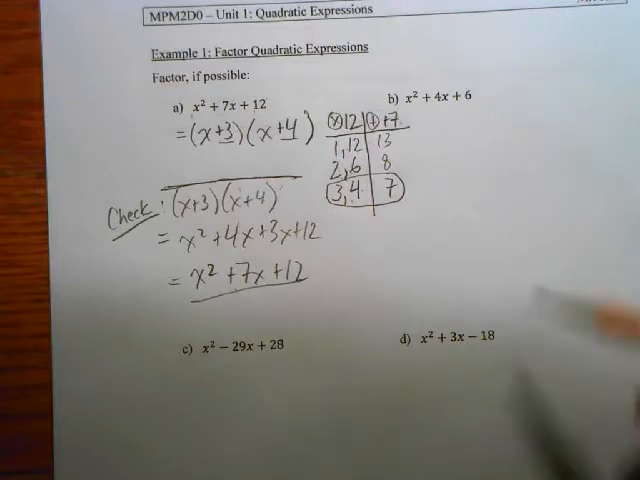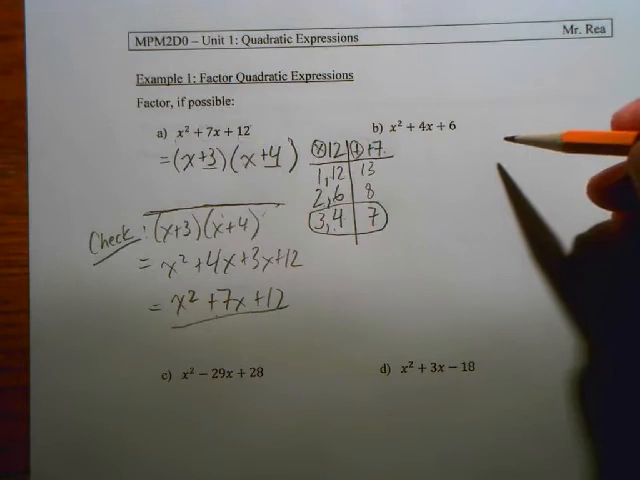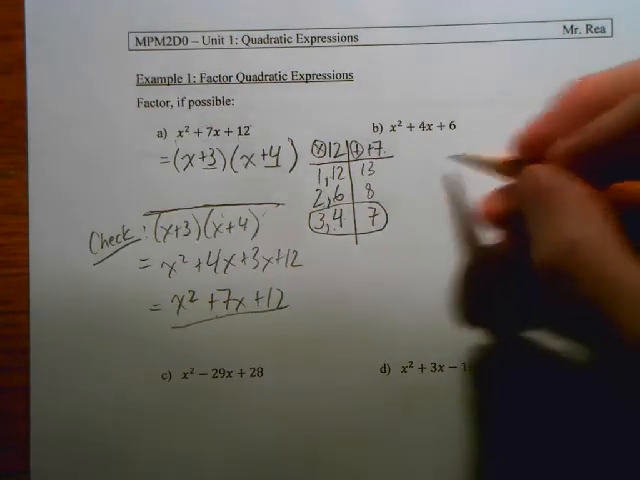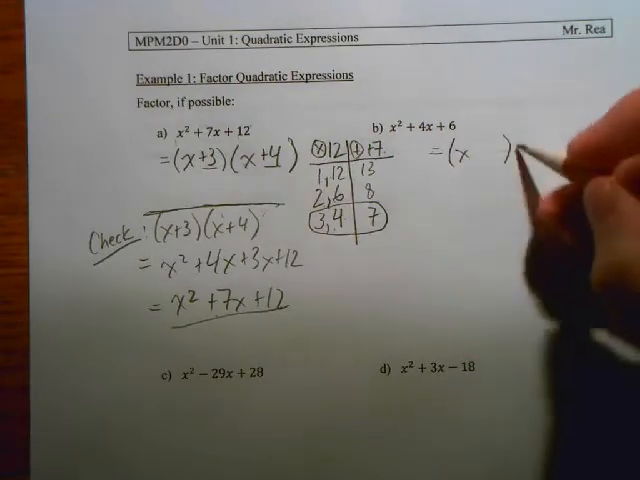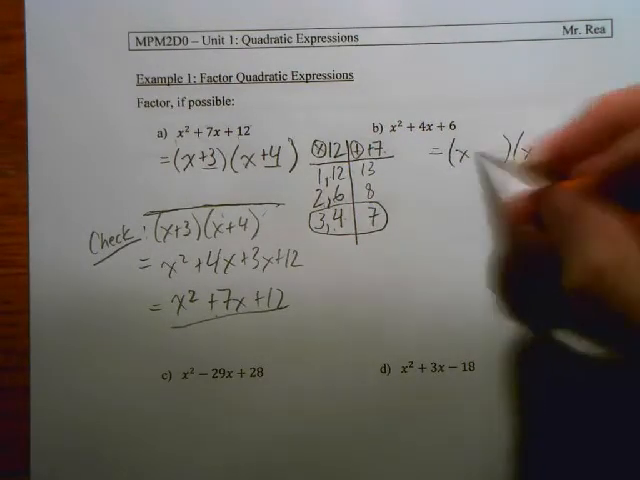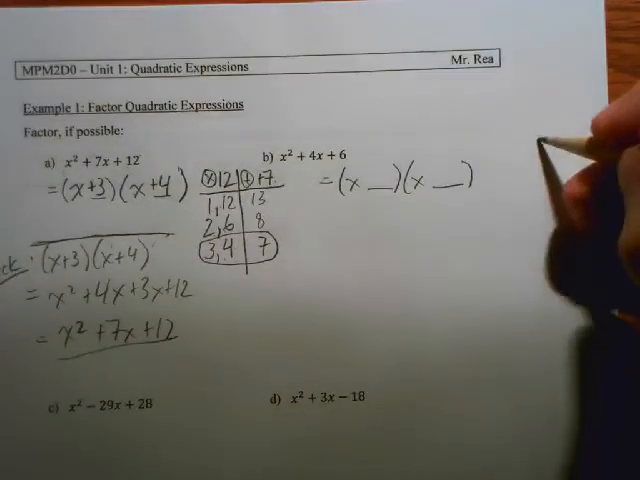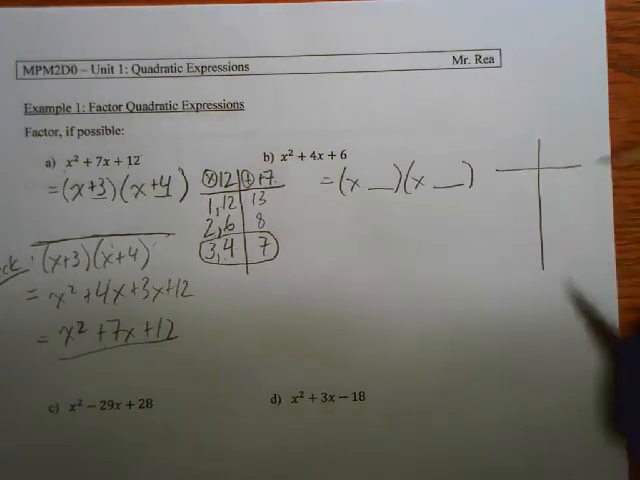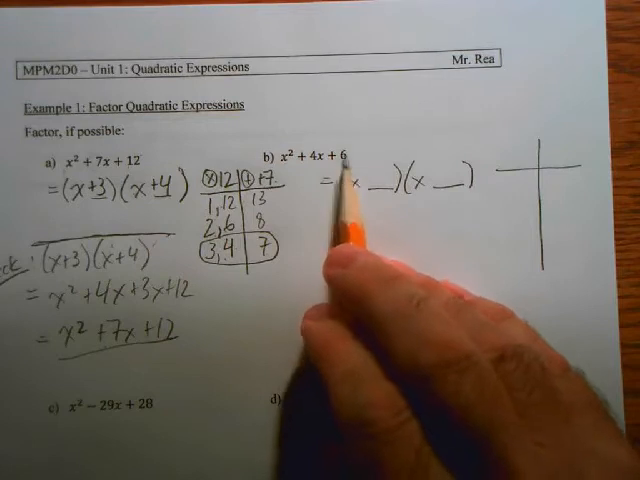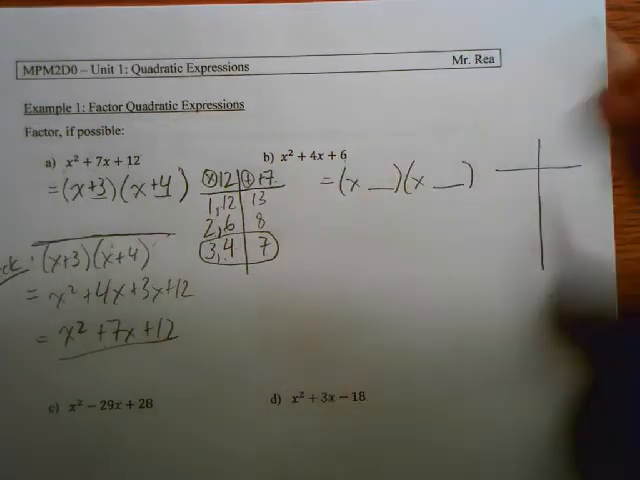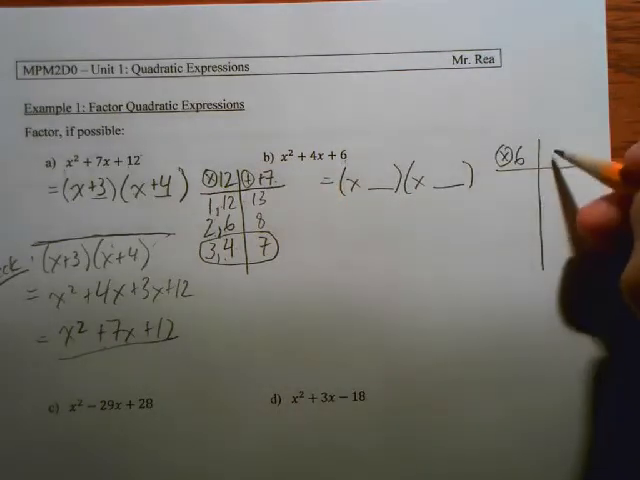Okay, so let's try the next question here. So what I'm going to do is, just like I did on this one, I know if it is factorable, I'm going to have two binomial factors that both start with x, and I'm looking for these two numbers. So I'm going to do my t-chart. That's what I call it. You can call it whatever you like. And what do I know about these two numbers? Well, I know they multiply to 6, and they add to 4.